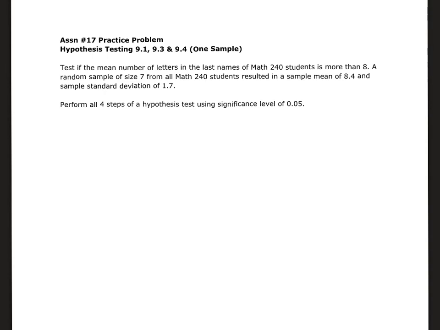Test if the mean number of letters in the last names of Math 240 students is more than 8. A random sample of size 7 from all Math 240 students resulted in a sample mean of 8.4 and sample standard deviation of 1.7. Let's start off by just writing down what is given to us. We are given that there's a sample of size 7, n equals 7. Sample mean, x bar, is 8.4. And sample standard deviation, s, is 1.7 letters. And we are asked to do 4 steps of a hypothesis test.